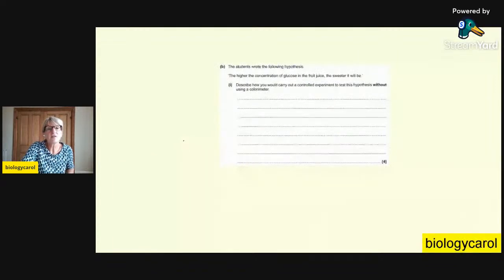Students wrote the following hypothesis. The higher the concentration of glucose in the fruit juice, the sweeter it will be. How could you carry out a controlled experiment, there's a clue in the question, to test this hypothesis without using a colorimeter? You've got to assess the glucose concentration by another method.